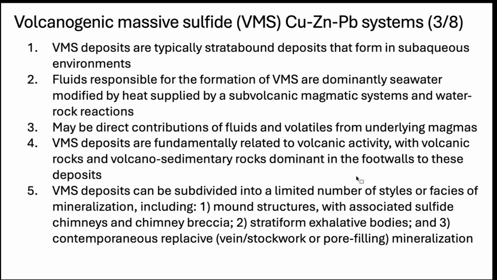And so we can subdivide the VMS deposits into a number of different phases of mineralization. So we have mound structures, and mounds are typically formed by the coalescence of chimneys that fall over and get coalesced and upgraded by subsequent hydrothermal fluids flowing through that mound. We can have stratiform exhalative bodies, and we can have replacive bodies in the footwall, so vein and stockwork mineralization. And we'll see what that looks like.